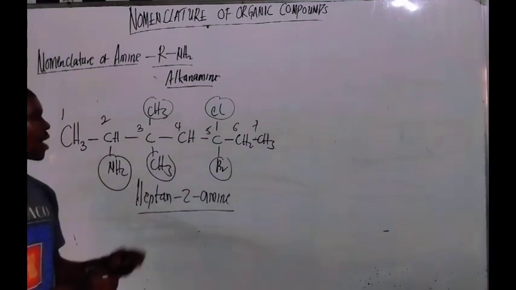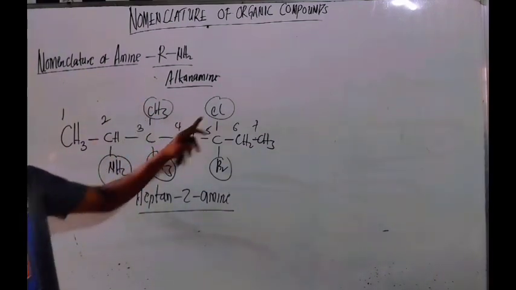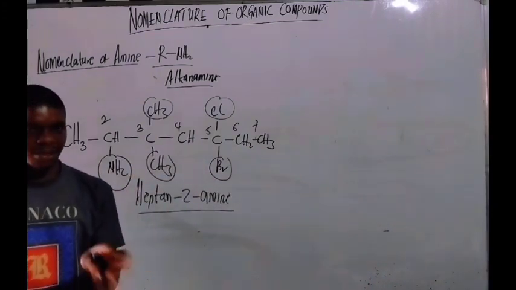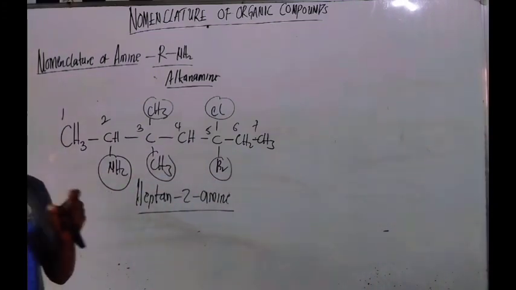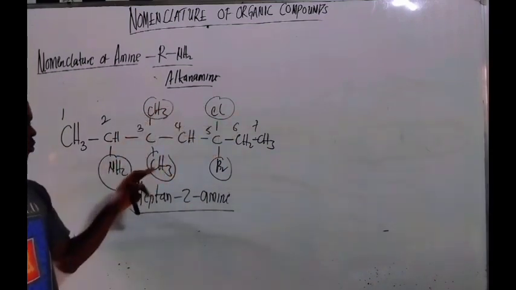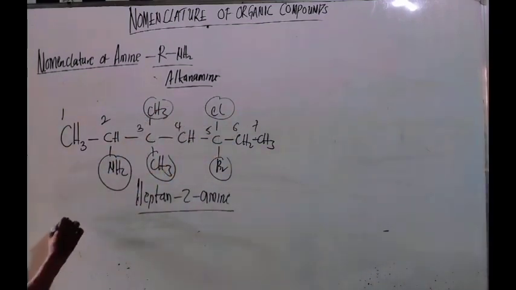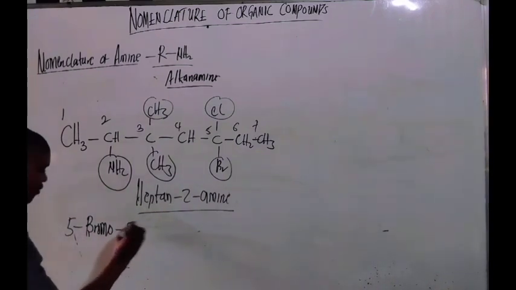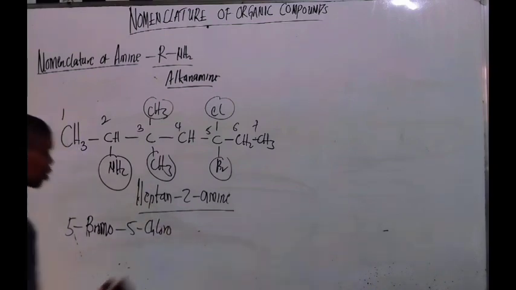Now, if you check very well, you have methyl and methyl, you have chlorine, and you have bromo. You have to arrange substituents alphabetically. B will come before C before M. So it will be 5-bromo, then 5-chloro.